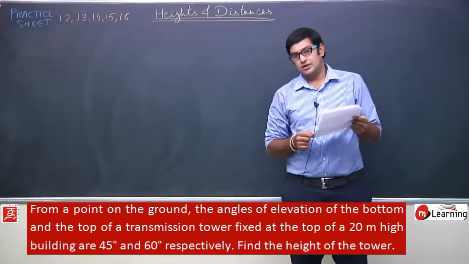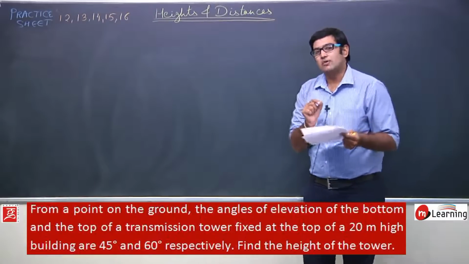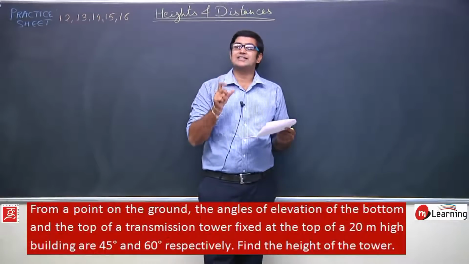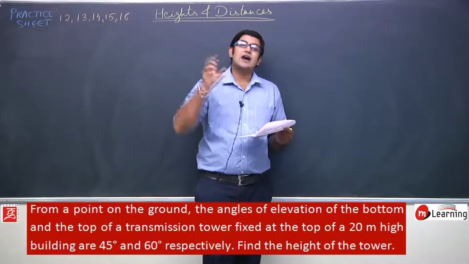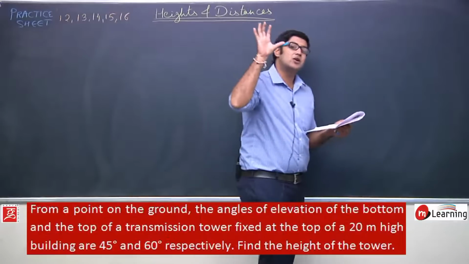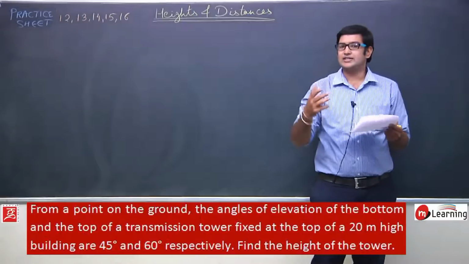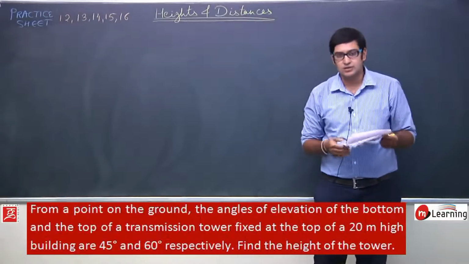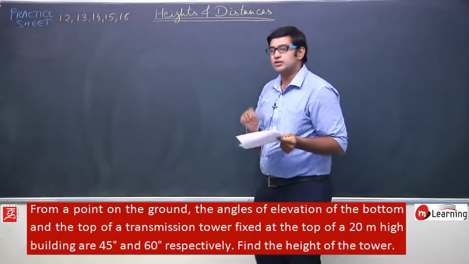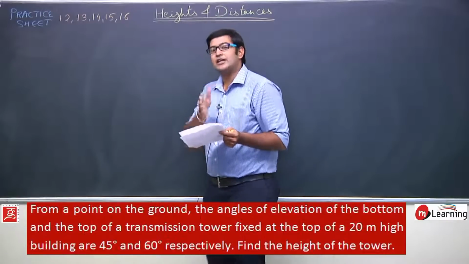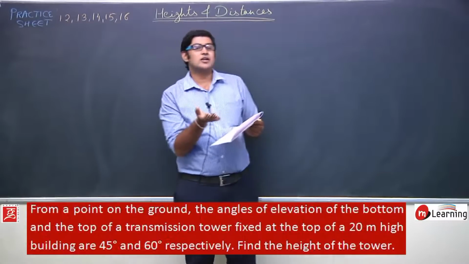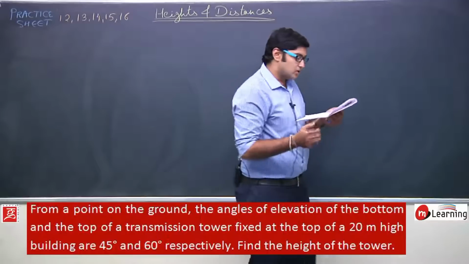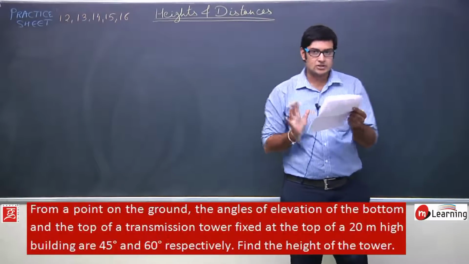So what does this mean? If I want to observe the bottom of the transmission tower, again I need to move my head upwards. So what does this exactly mean? It means that the transmission tower is placed at some height from the ground. This is what we can conclude, because to observe the bottom of the transmission tower I need to move my head up, and to observe the top of the transmission tower again I need to move my head upwards. So till now we have understood this much.